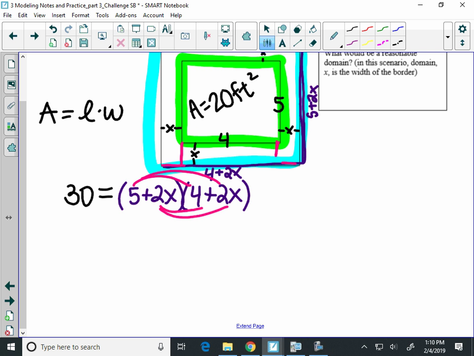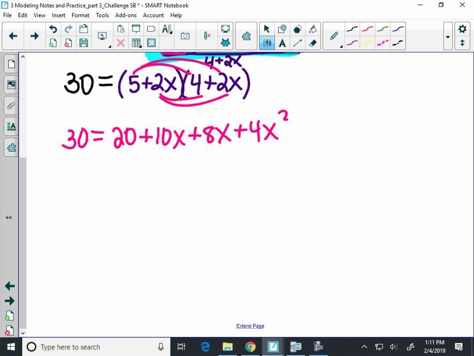So we have 30 equals 5 times 4 is 20, plus 10x plus 8x plus 4x squared. Now, it's definitely not in standard form yet, but we can get it there. Let's subtract the 30 over and combine like terms, and at the same time, do we want to try to put it in standard form, or is that too much to do in one step?